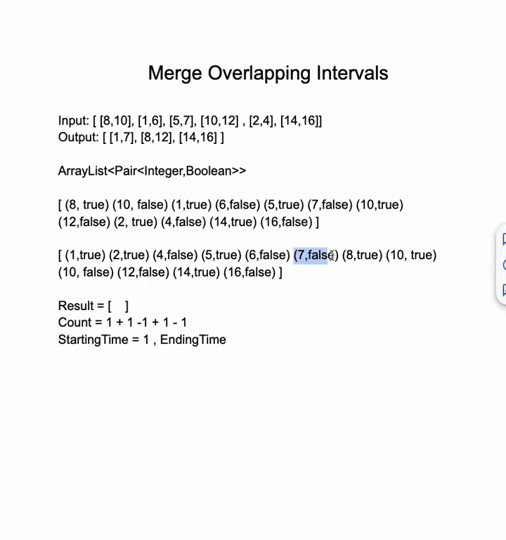Now we got 7 comma false. Now we need to subtract 1. So from this it is 1 plus 1, 2 minus 1, 1 plus 1, 2 minus 2, 0. So we got the count as 0. Now we need to update the ending time as well. Ending time is nothing but 7. Now we got our first overlapping interval, which is 1 comma 7. We can add it to the result.